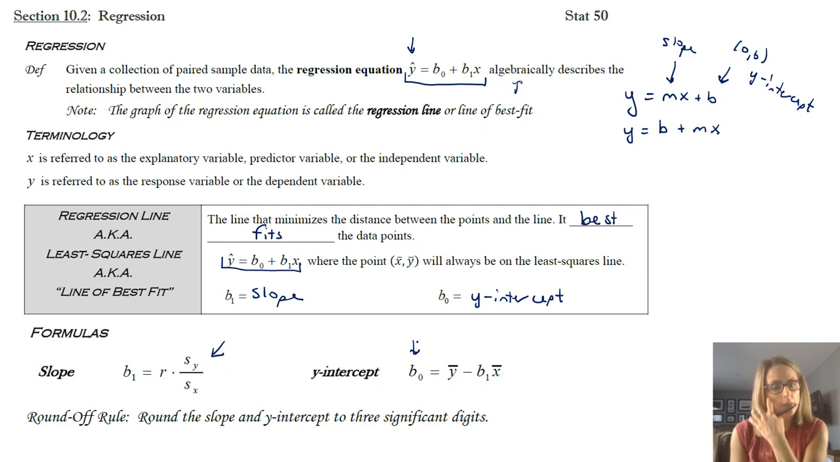So you can see that you can find the slope by using the correlation coefficient, your r, as well as the standard deviation of the x values and the standard deviation of the y values. The y-intercept can come from finding the mean of the x values, the mean of the y values, and then using that slope. But again, that's not going to be our focus, but just know that they do come from somewhere. Round off rule for the slope and the y-intercept is 3 significant digits, and that's because it could be a decimal, it could be a whole number, and so by going 3 significant digits, you're going to have enough values to be legitimate.